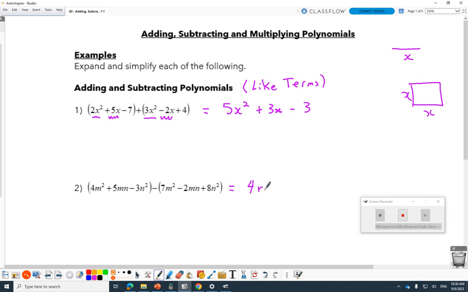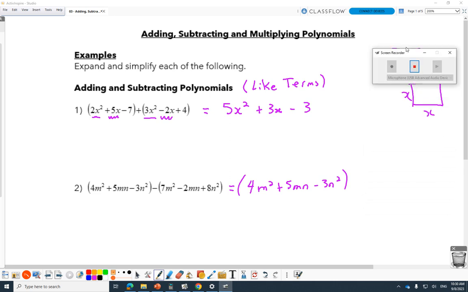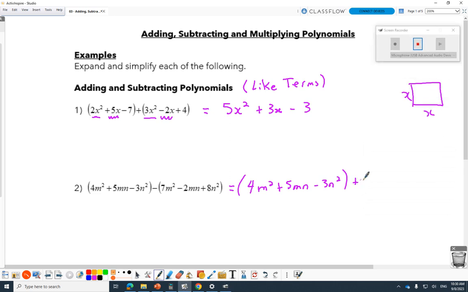4m squared plus 5mn minus 3n squared. And I'll do exactly what he's saying. You got options here about how to write this. But I'm going to say, no, let's add, excuse me. Instead of subtracting, I'm going to add negative 7m squared, positive 2mn, and negative 8n squared. And after doing that, you're like, oh, everything's going to be all right now. Because that's the big trip up in this question.